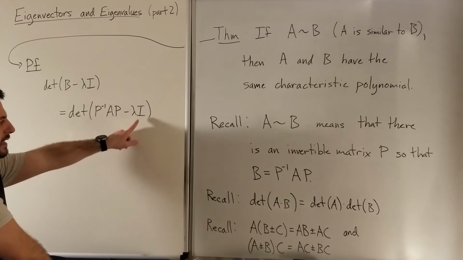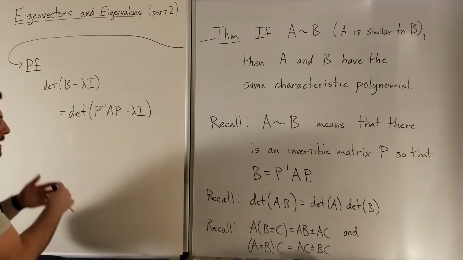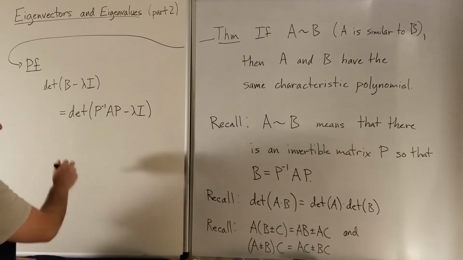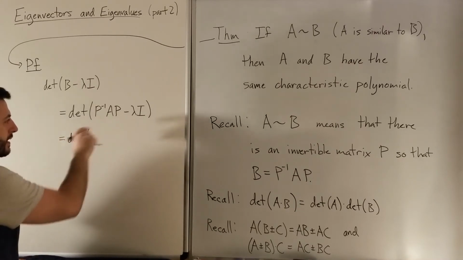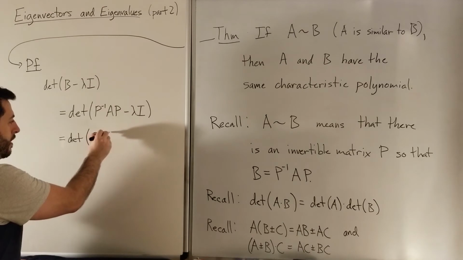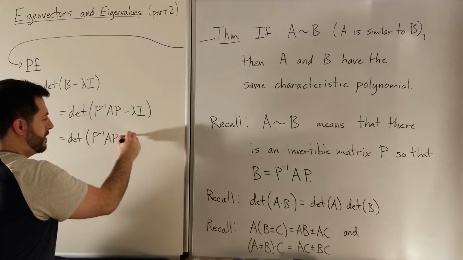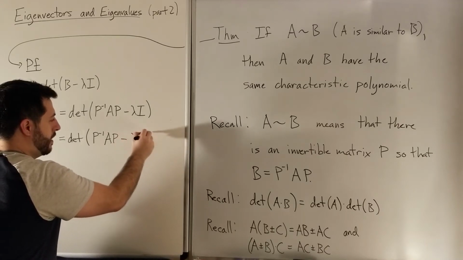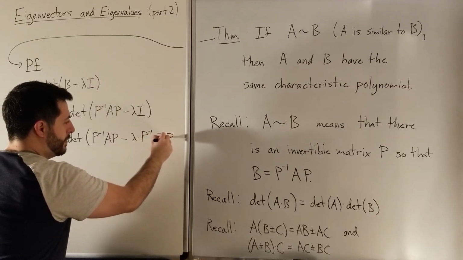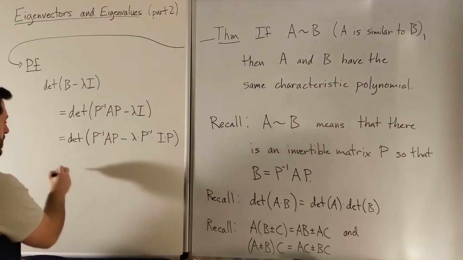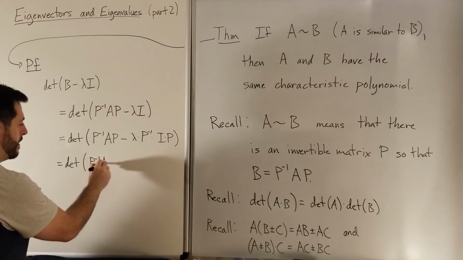So what I want to do is adjust this right thing so that it has a P inverse and a P in it that I could then factor out using the distributivity laws. So I'm going to rewrite this. First I'm going to write it as lambda times P inverse times I, and then times P. But that's the same thing as just saying this.